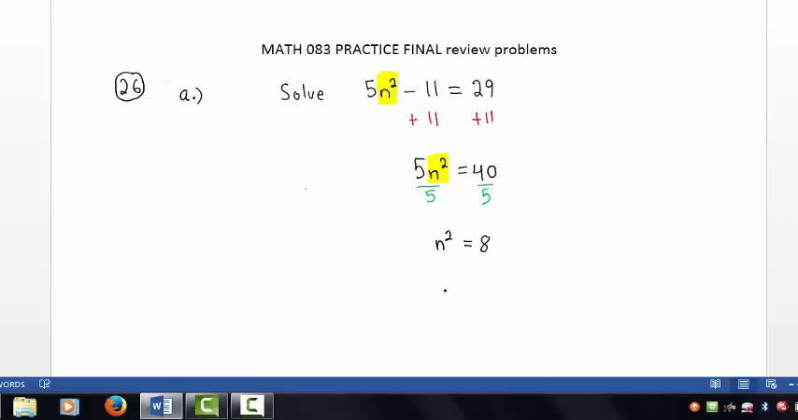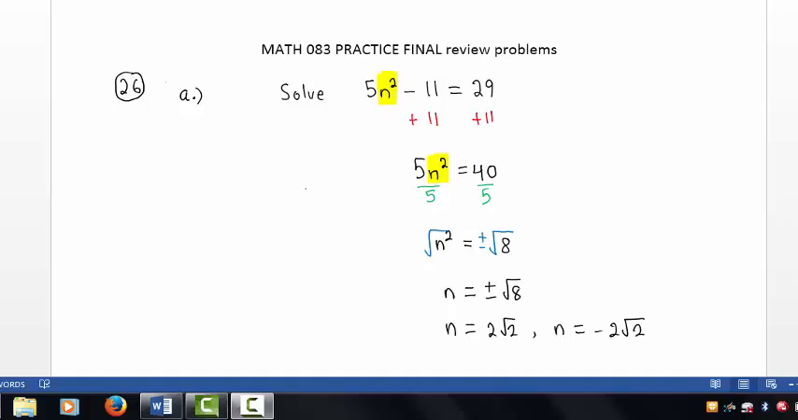Now, to solve for n, we will apply the square root to both sides of this equation. When we apply the square root here, we must write plus or minus. We have n equals plus or minus the square root of 8. That is, n equals positive 2 square root of 2, n equals negative 2 square root of 2.